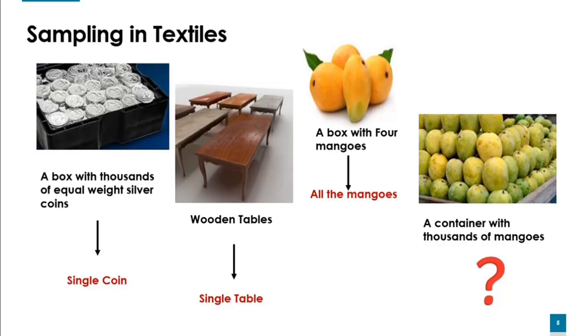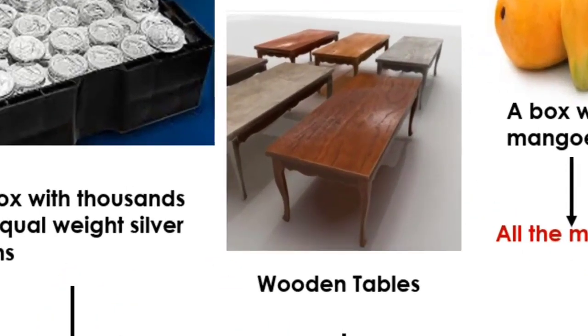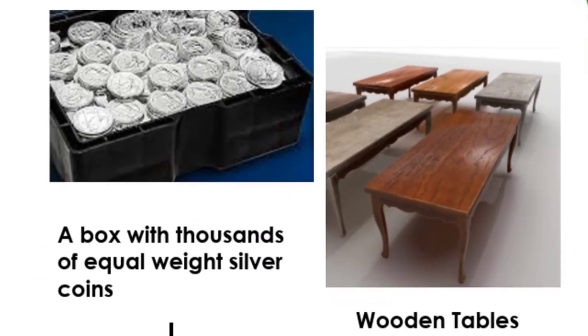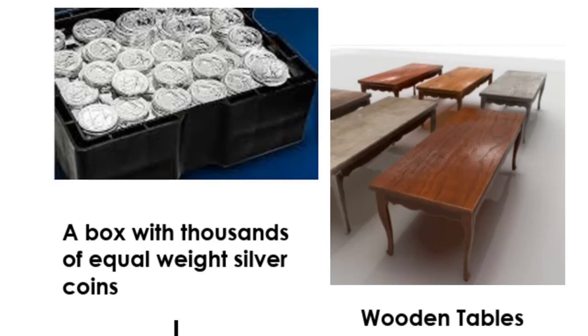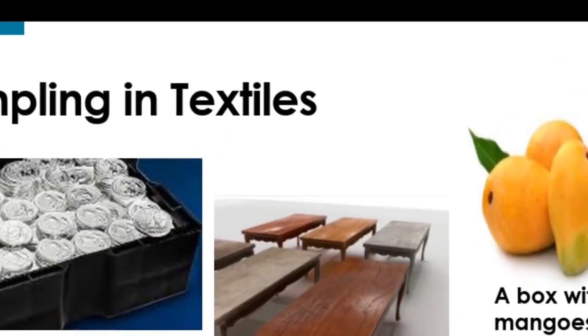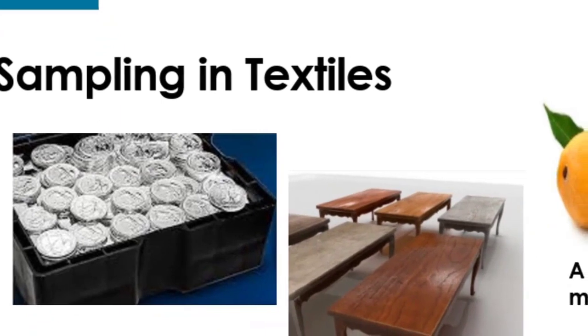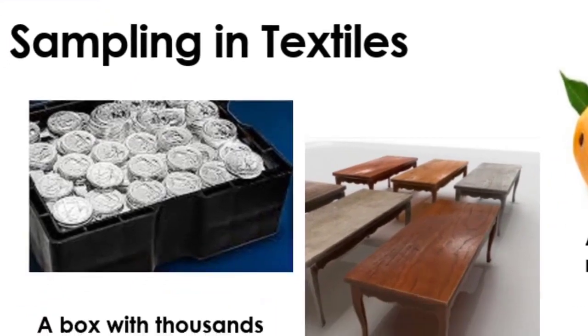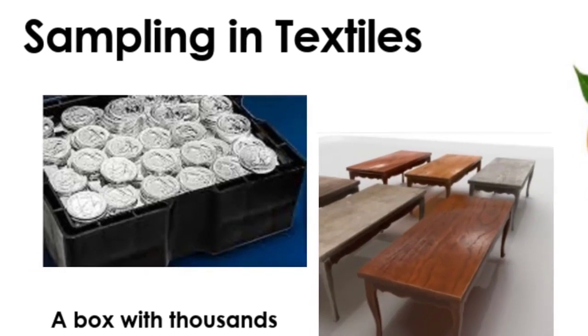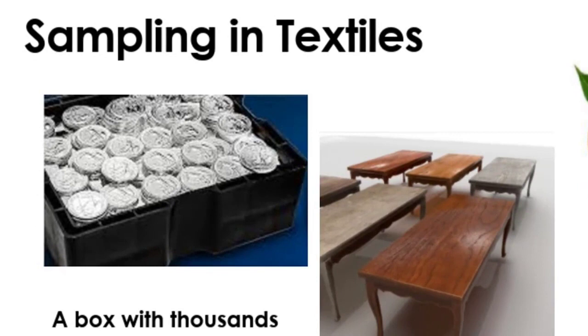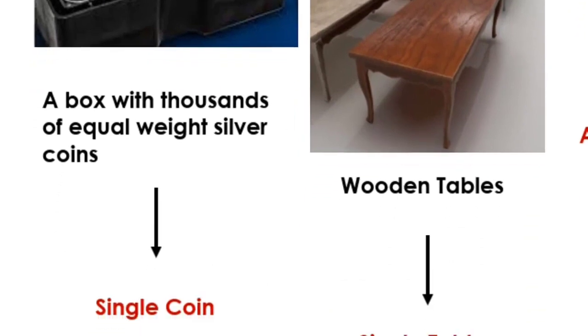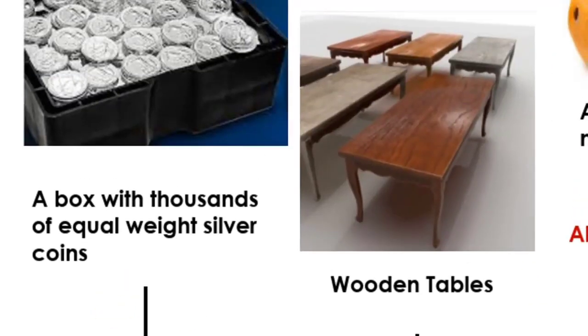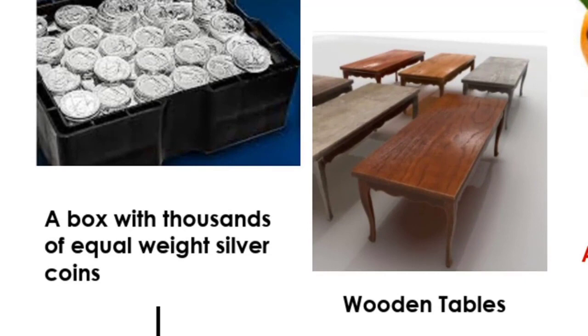So, as far as the first case is concerned, where there is a box containing equal weight silver coins. As you can see here, there are several coins, but these coins are man-made, developed by or prepared by same mold. So they have same properties. Ultimately, if you are asked to report about the weight, you can collect simply single coin out of it and you can report it as weight of the coin, right?